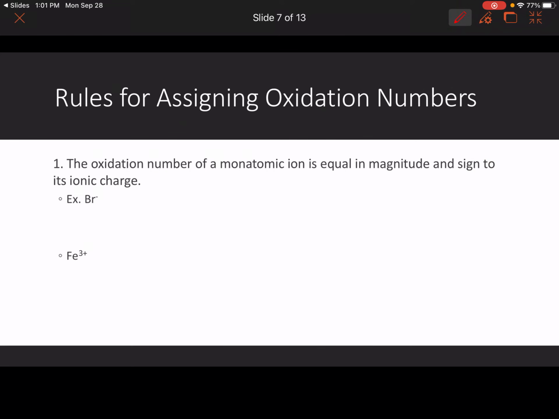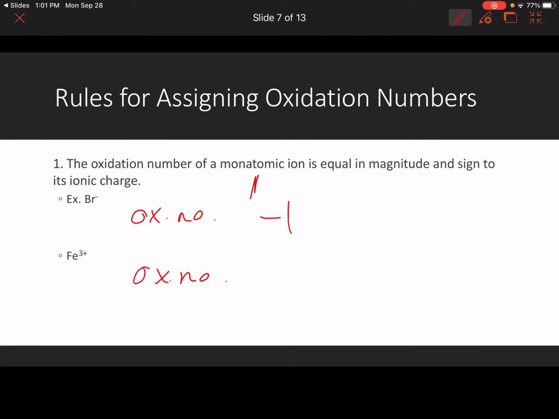Now, rules for assigning oxidation numbers. Number 1, the oxidation number of a monatomic ion, so this would be one atom, okay, is equal in magnitude and sign to its ionic charge. So, for example, we've got bromine minus, so that's the ion for bromine, so that would mean the oxidation number is -1 for an ion of bromine. Now, next we have iron 3+.